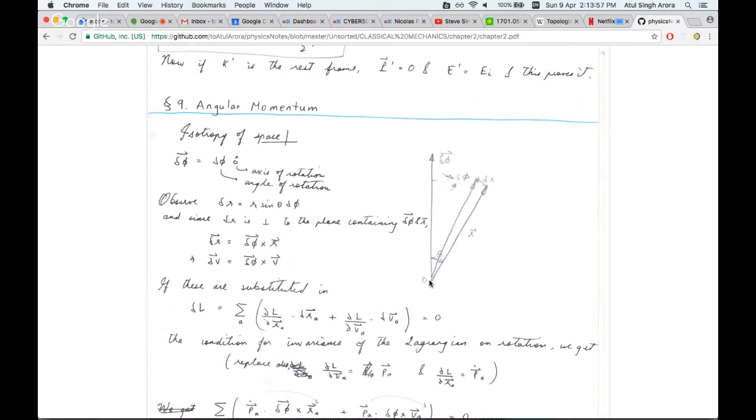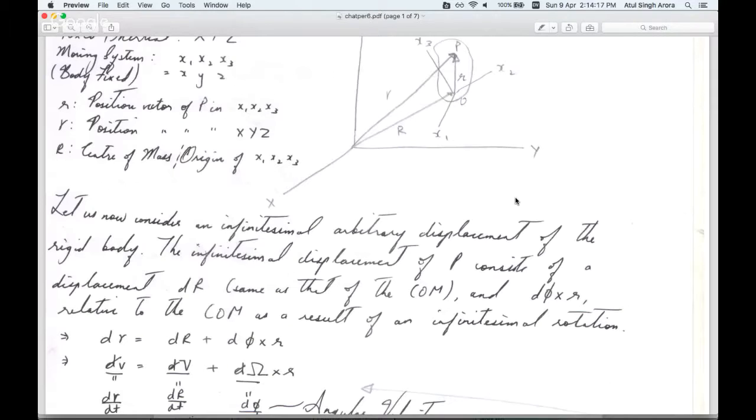So about the point O, the axis of rotation is represented by this line. If this is theta and you're rotating by an angle delta phi, then this change in r will be given by this r into whatever sine theta into delta phi. That is the length of delta r, and that you can neatly write as delta phi cross r, which also has the sine theta component in it along with the direction. So that's what we have here.